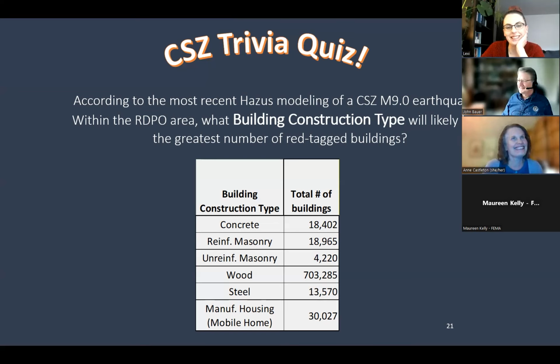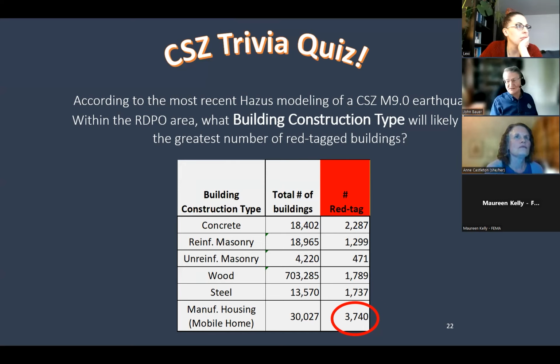You might think wood, just because of the sheer number, okay? But it's a surprising answer. What comes out is manufactured housing. And that's because prior to stricter codes about anchoring and bracing, they're basically on floating foundations, and they can easily slip off, and then basically they're red tagged.